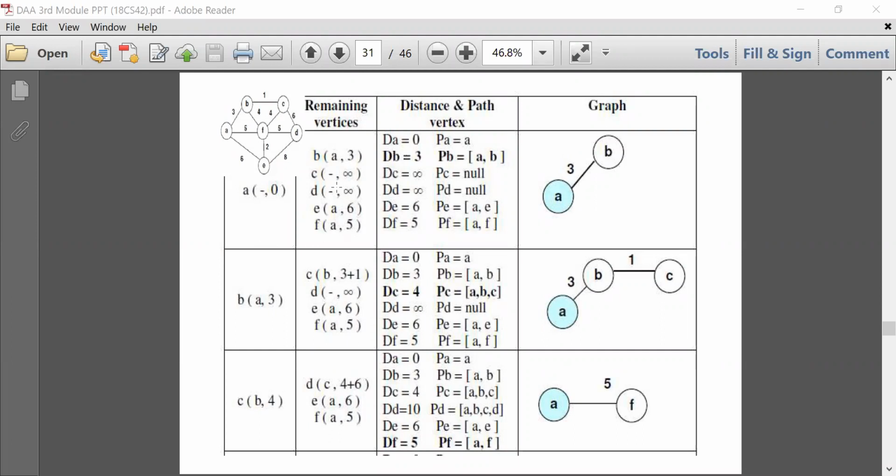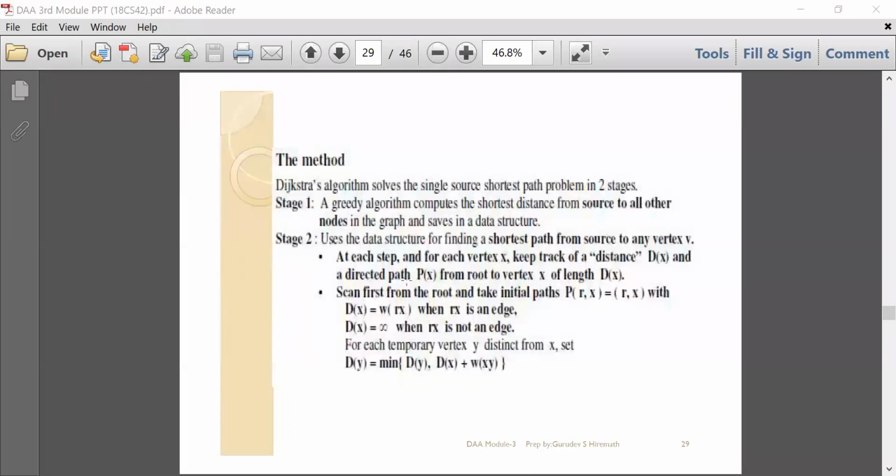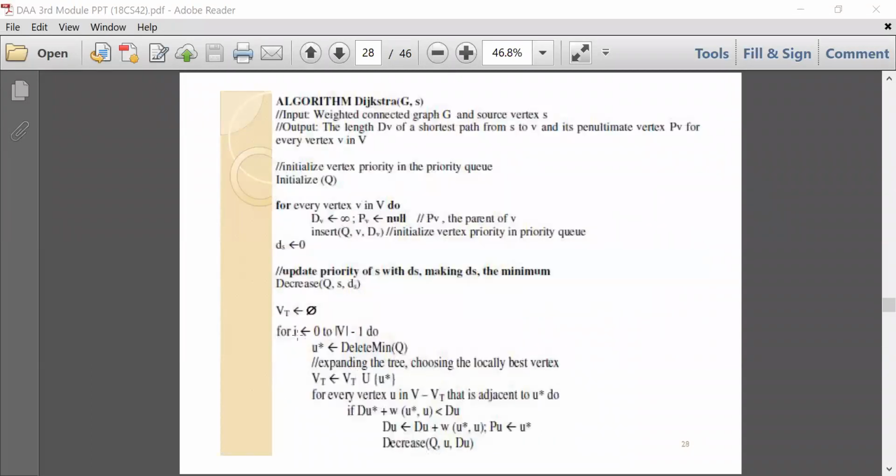That is, after taking some vertex, the remaining vertices that are left, what do I call them? VT minus V. This will be my VT. This will be my VT minus V. So VT initially will be null. I equal to 0 to length of V minus 1. What I do is delete minimum, and I'll make that one a U star.